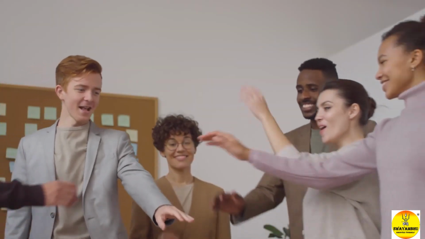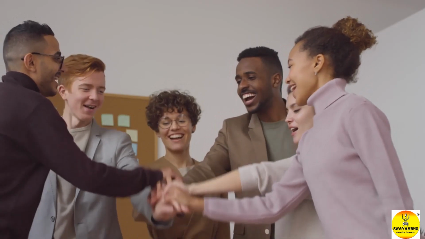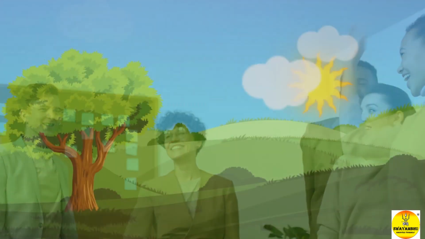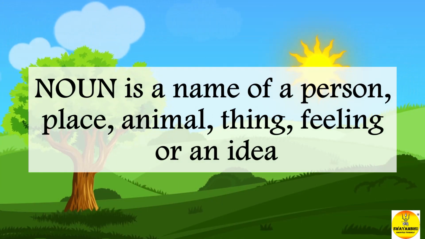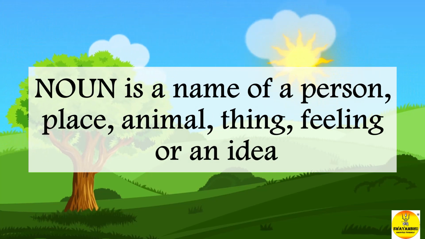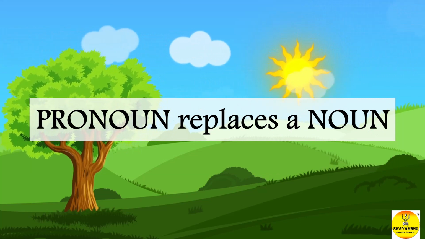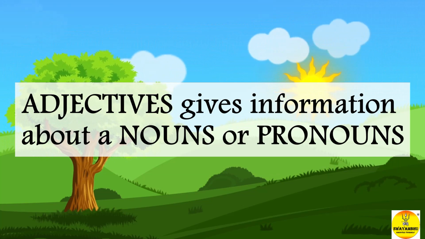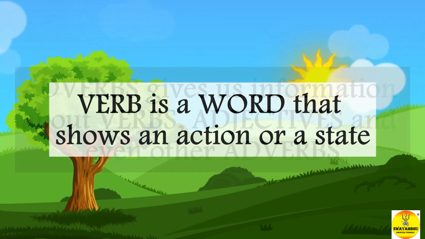So that's it about the 8 parts of speech. Now, let's take a quick recap. We started with nouns. A noun is the name of a person, place, animal, thing, feeling, or an idea. A pronoun replaces a noun. Adjectives are words that give information about nouns or pronouns. A verb is a word that shows an action or a state.